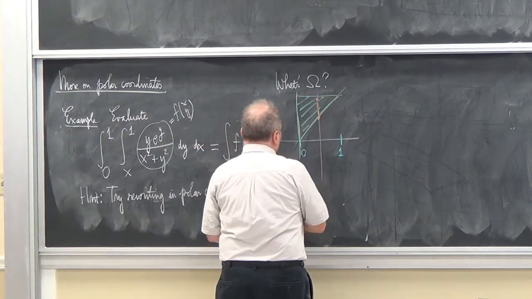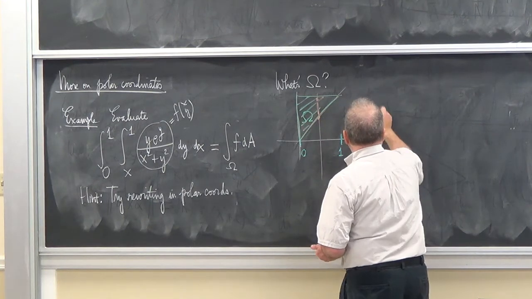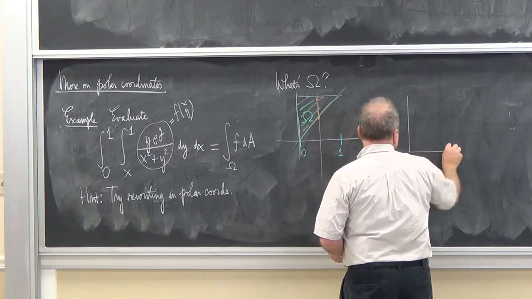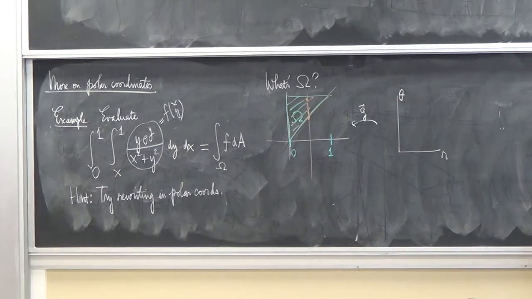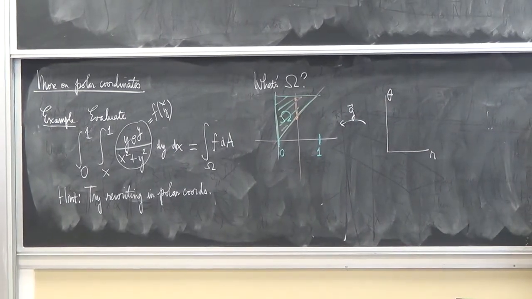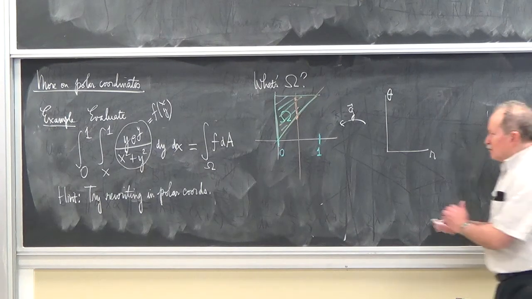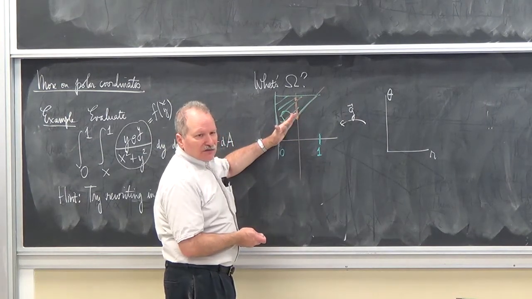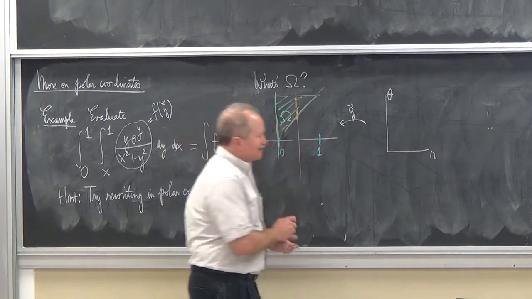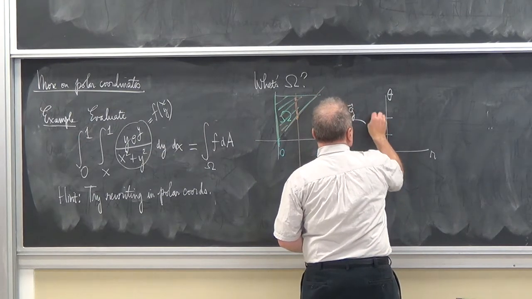So, in polar coordinates, what would that region look like? Theta's between pi over 4 and pi over 2. Theta's this angle. Oh, sorry, pi over 4, yeah. Okay, so theta's going from pi over 4 to pi over 2.